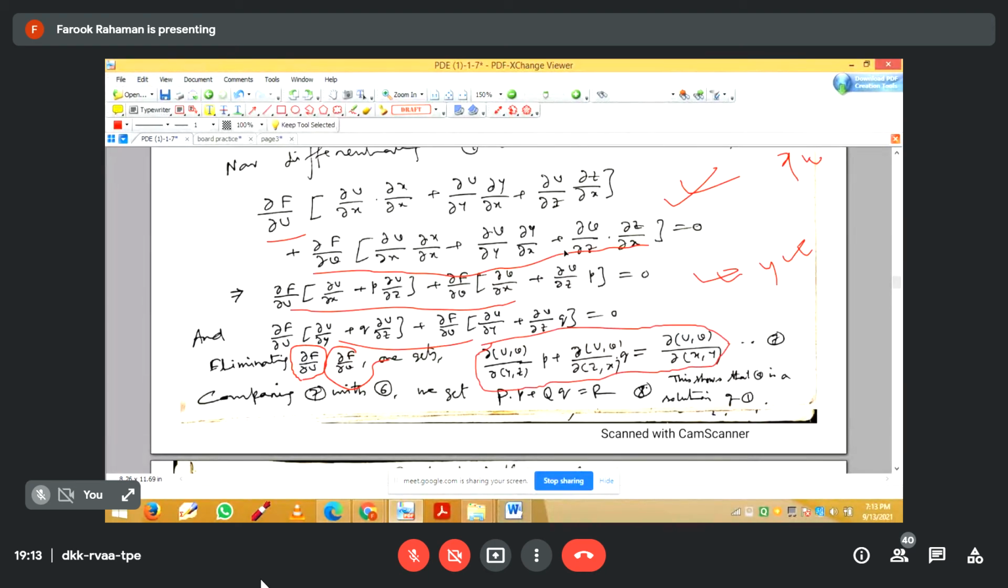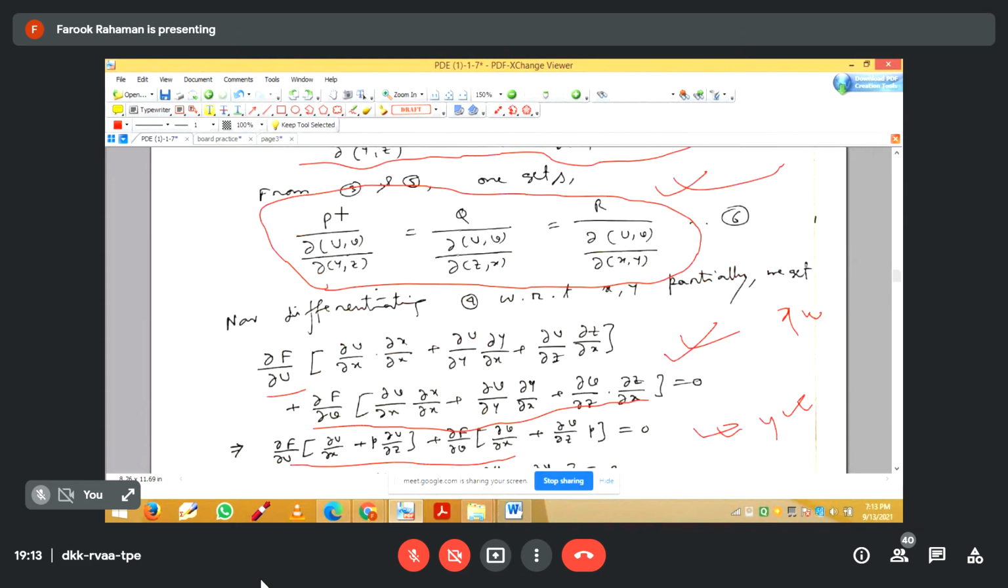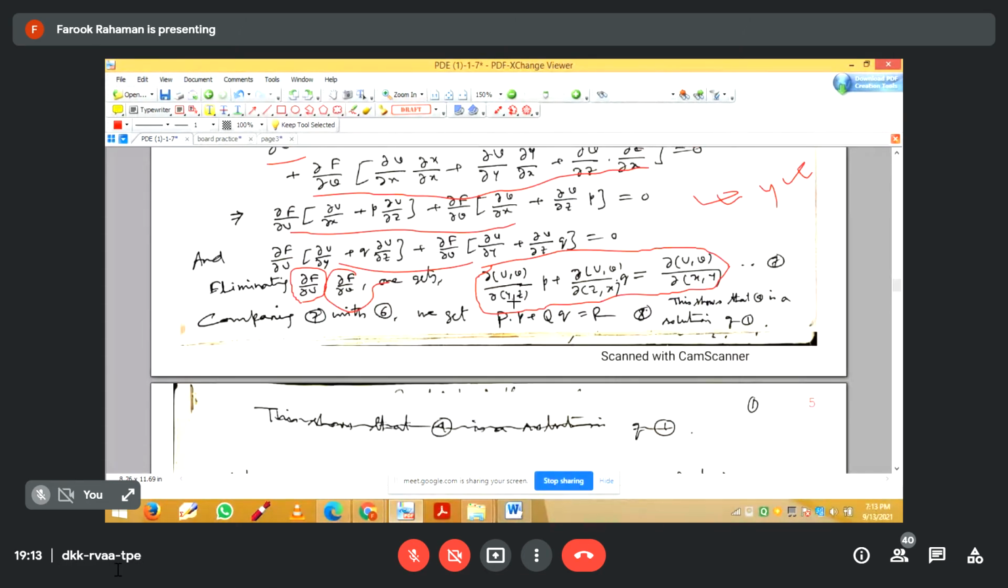Clear? We have already found p by this one, q by this one, r by this one. So by eliminating this Jacobian, one will get this one. So the solution satisfies this equation. That means one can easily use any first order partial differential equation for its solution to write the auxiliary equation or subsidiary equation and solve the ordinary differential equation.